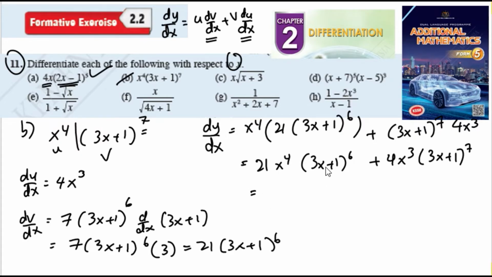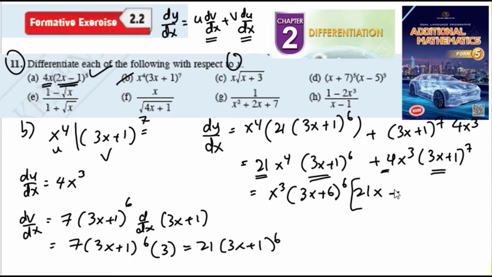So you factorize what you can. This one is 21 and 4, you cannot factorize, right? But you can take x cubed out, x to the power of 4 and x cubed, you can take x cubed out. And then here you see power of 6 and power of 7, so you can take power of 6 out. Then we take out what is left. When you take out x cubed here, you get 21x.